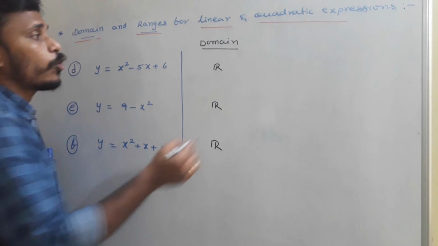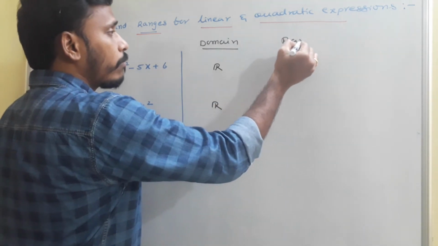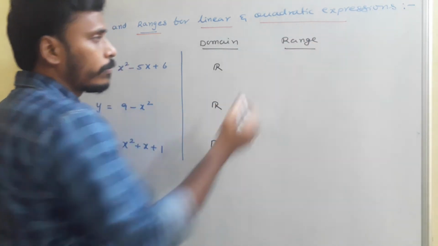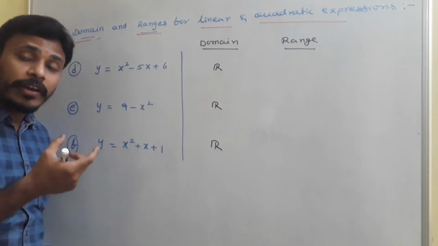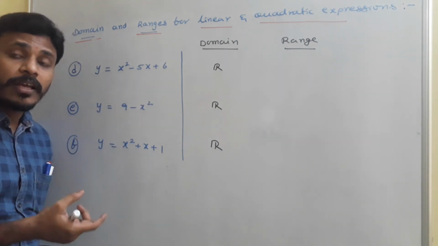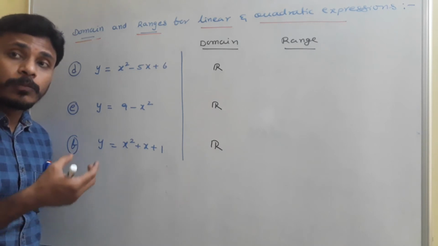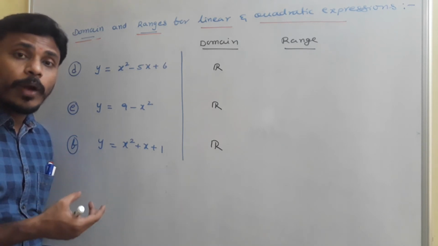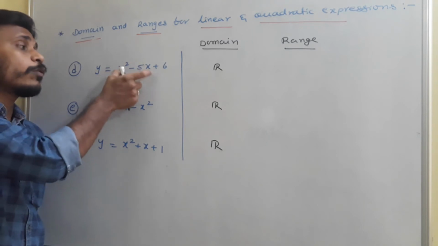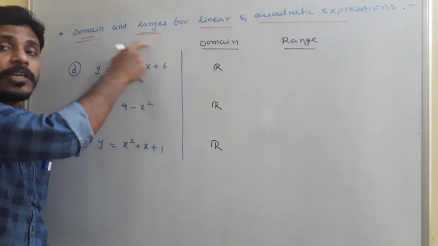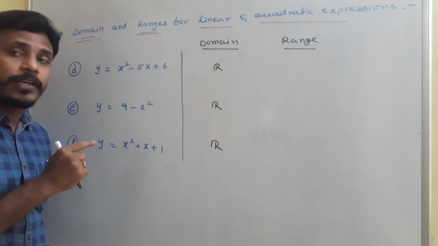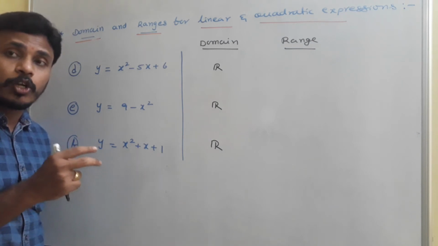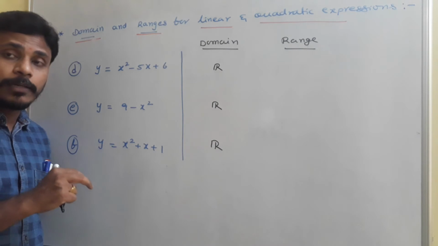But coming to the range, that is different from problem to problem. First of all, we are going to think about the range. Range means the possible values for y, in the sense, possible values for the total expression x square minus 5x plus 6. We discussed different aspects related to the quadratic expression in terms of graphs.